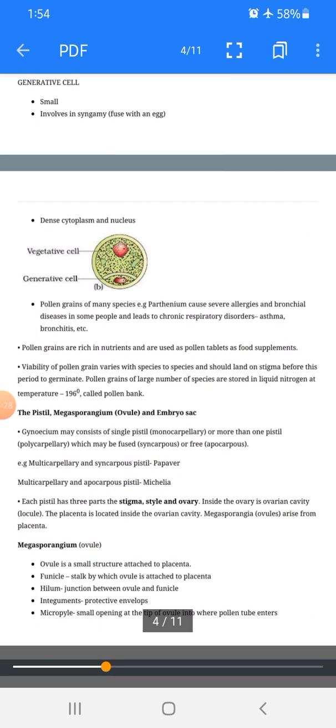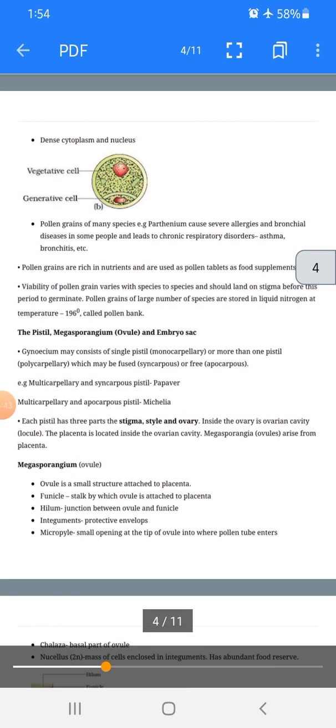Viability of pollen grain varies from species to species and it should land on stigma before this period to germinate. Pollen grains of a large number of species are stored in liquid nitrogen at a temperature of minus 196 degrees, which is called pollen bank. Then the pistil, megasporangium and embryo sac.